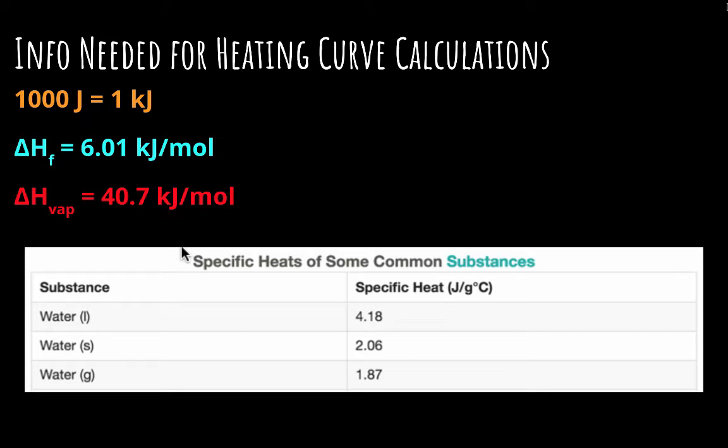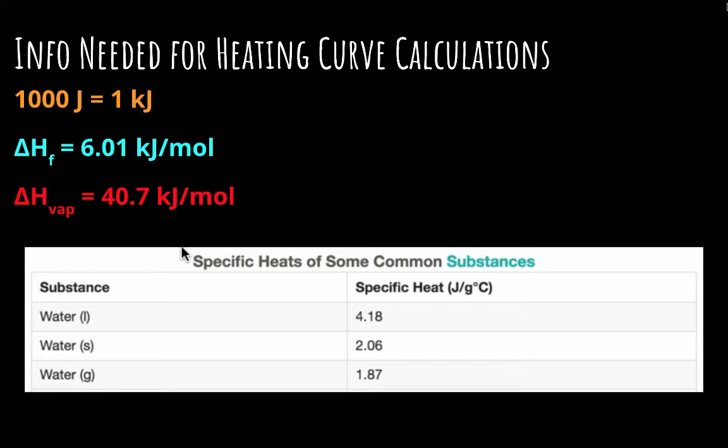There's 1,000 joules in a kilojoule, so we'll talk about when we need that. The heat of fusion, if you remember, is how much energy is required to change 1 mole of a substance, in this particular case water, because these numbers are specific to water, from a solid to a liquid. Heat of vaporization is how much energy is required to change 1 mole of water from a liquid to a gas. That's why we use heat of fusion in the first phase change, and heat of vaporization in the second phase change.